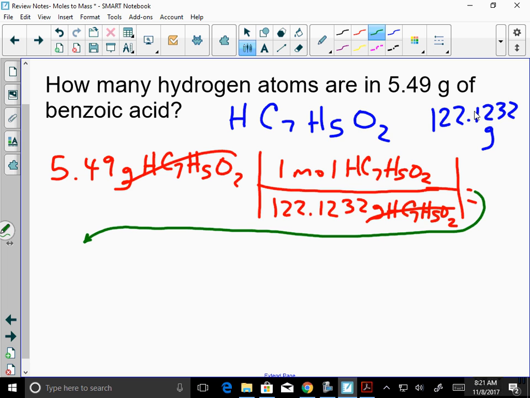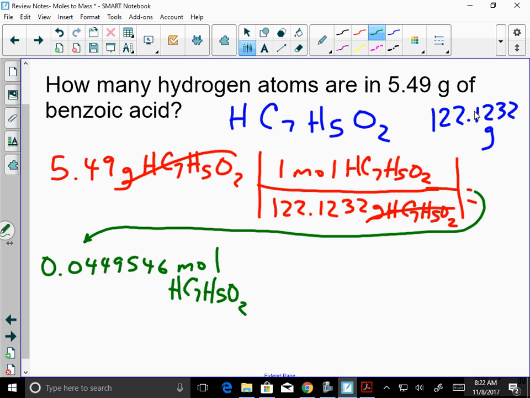122.1232, and I get a value of 0.0449546, and I'm going to leave that number pretty big, like I said, moles of HC7H5O2. So I have now converted that into moles. Okay, I've now converted that into moles.